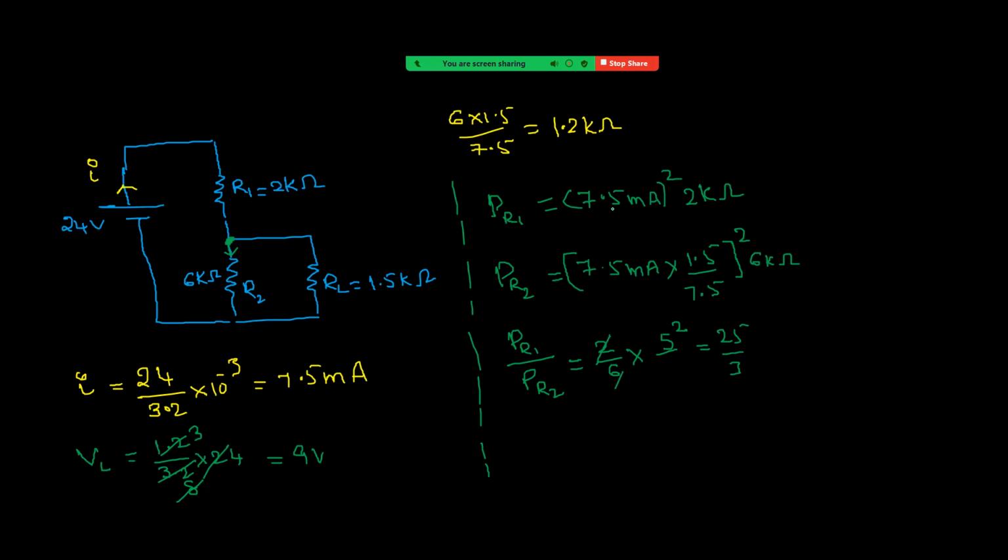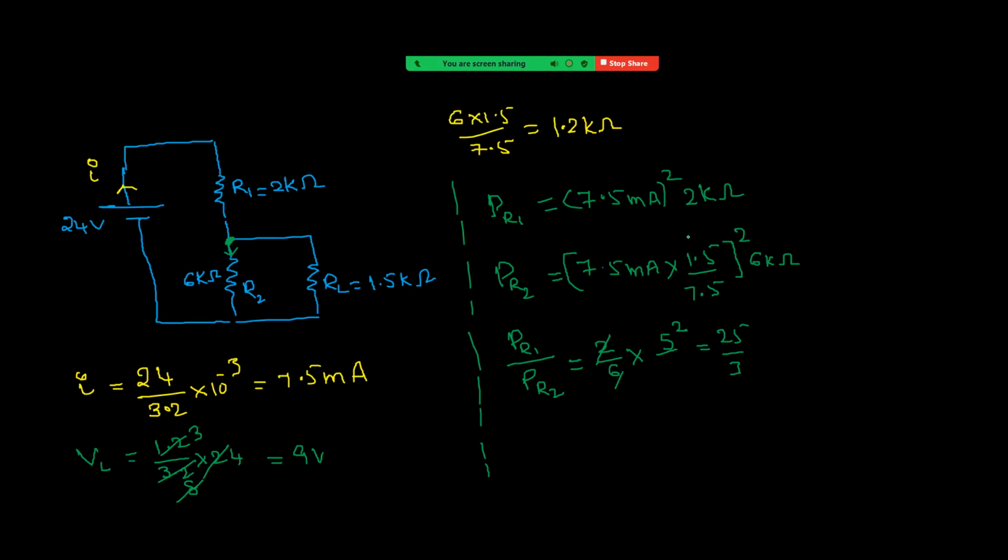Ratio. Okay, I square R. 7.5, 7.5. 2 by 6 I have taken directly here. What remains is 1 by 5 whole square. It is 5 square. Okay. And here it is 25 by 3, which is not correct. Next we have to calculate.